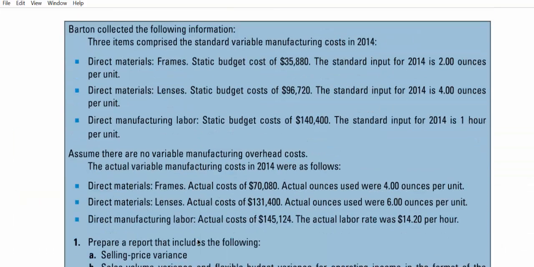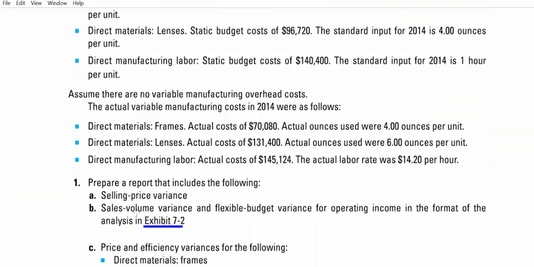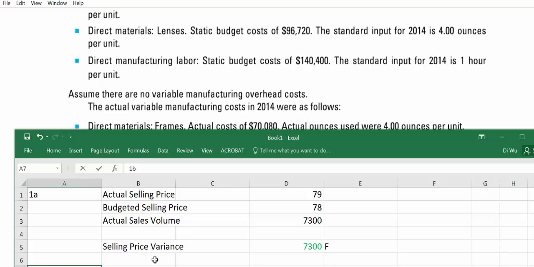Now let's take a look at 1B. In 1B we need to find the sales volume variance and the flexible budget variance for operating income in the format of the analysis in Exhibit 7.2. I would encourage you to take a look at Exhibit 7.2. We have to walk through all the details and show pretty much everything. That's a challenging part because it's all over the place.